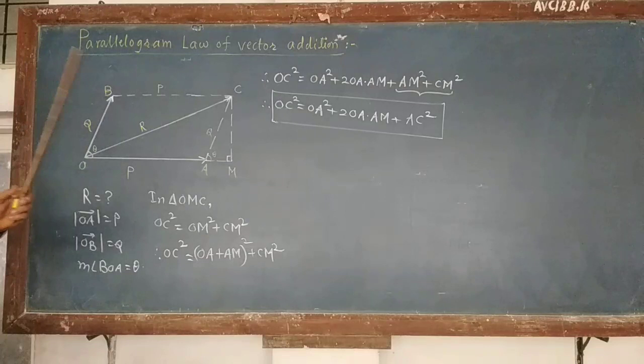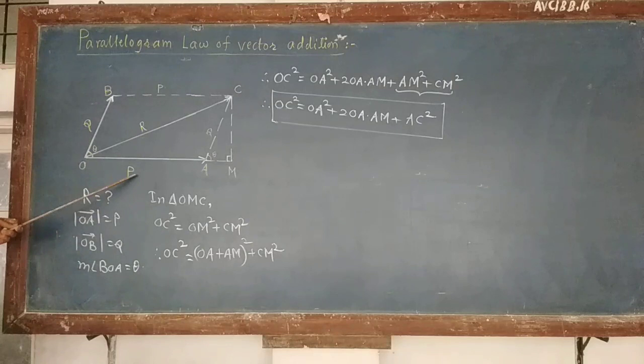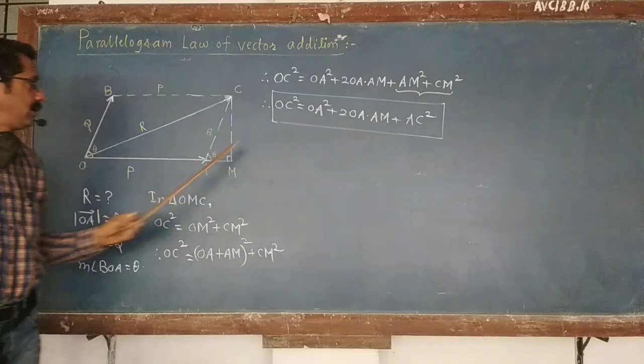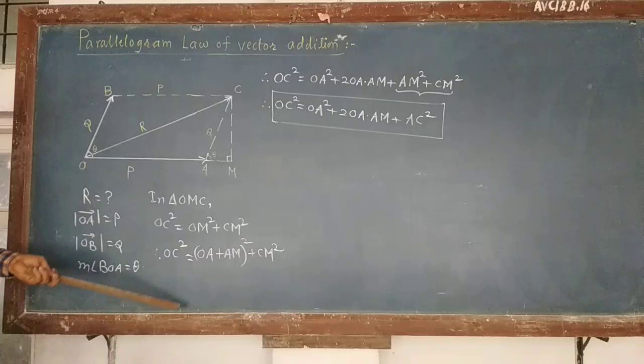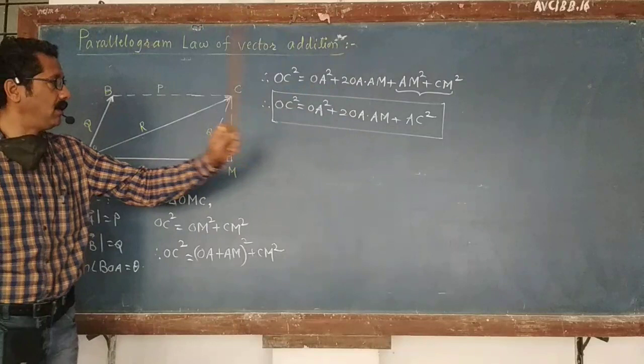Let us see. OA. OA is B, it's known to me. Here also it is OA, it's known to me. AM is not known. And this AC, that's equal to Q, that is also known to me. So what is unknown here? It is this AM. That AM is the side of this smaller triangle.